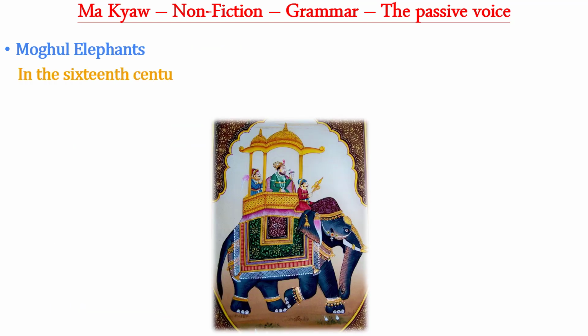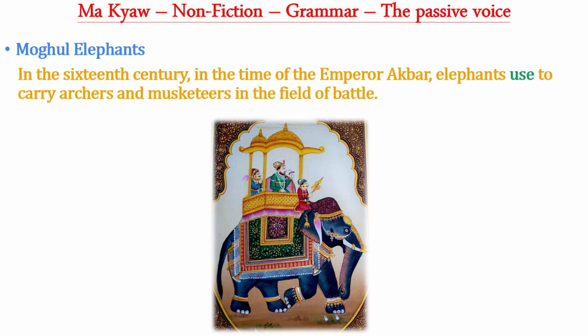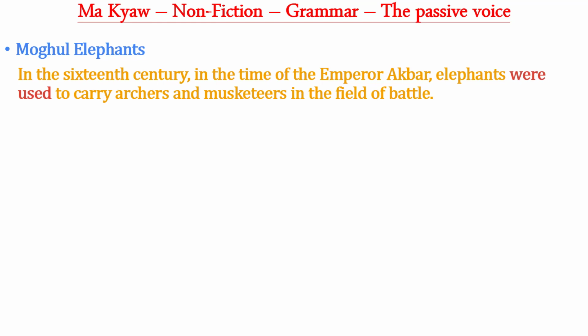Mughal elephants. In the 16th century, in the time of the Emperor Akbar, elephants used to carry archers and musketeers in the field of battle. So the verb is used and we need to convert it into its past participle form. So first of all, we need to see whether we need to use was or were. Since elephants are used, it means we need to use the word were. The word used will be changed to were used.